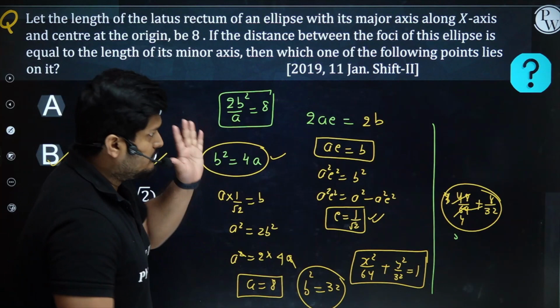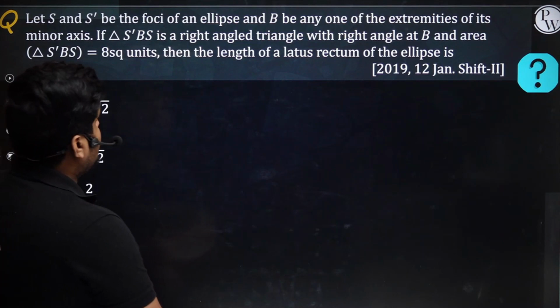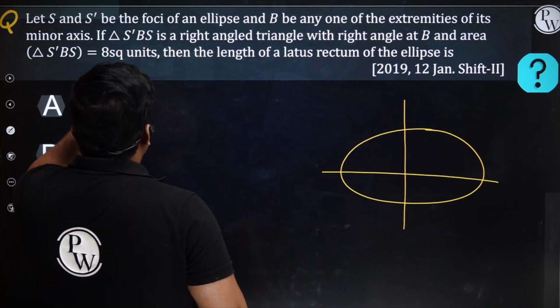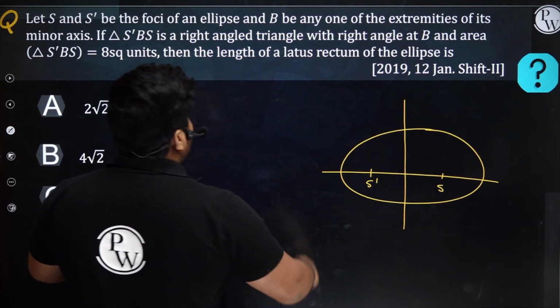So S and S dash are the foci of an ellipse, and B is any extremity of its minor axis, forming a right angle triangle. Okay, let's draw the diagram. S and S dash are the foci of an ellipse, and B is one of the extremities of its minor axis. So let's say this is B.